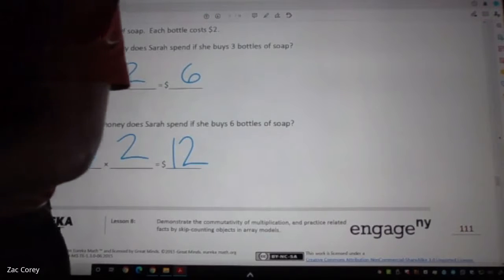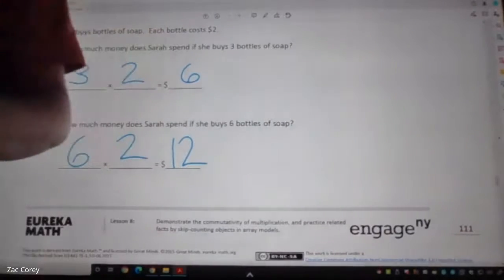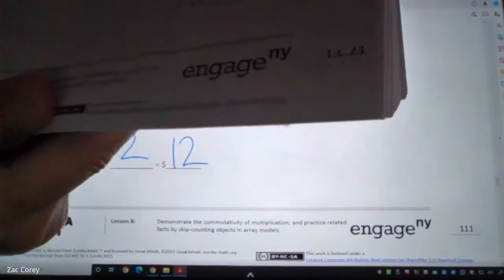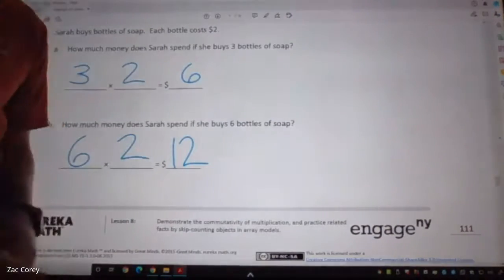All right, good job. So let's go ahead and start on your homework. All right, so hopefully you guys have been doing all these homework assignments, because when we get to come back to school, I'm going to check your notebooks. We're on, if you can see it, no, it's super dark. It's 1.C.23 and 24. That is your homework assignment today.